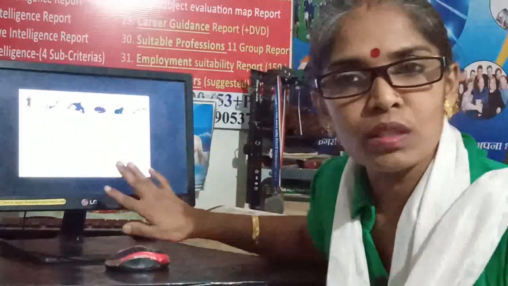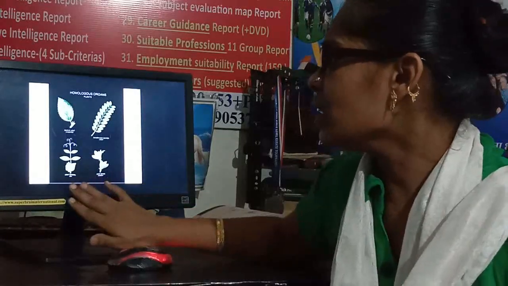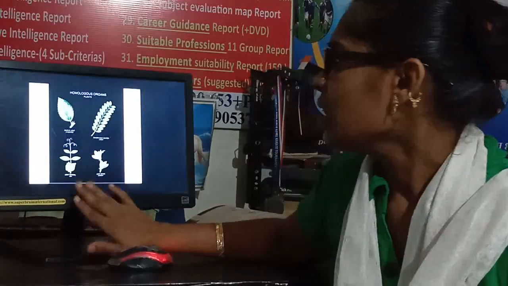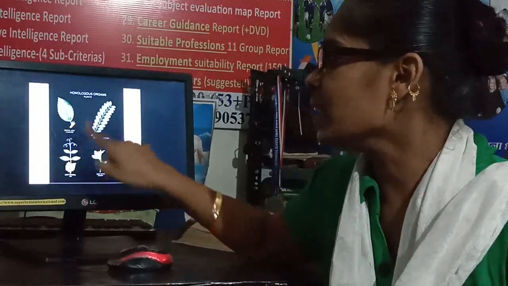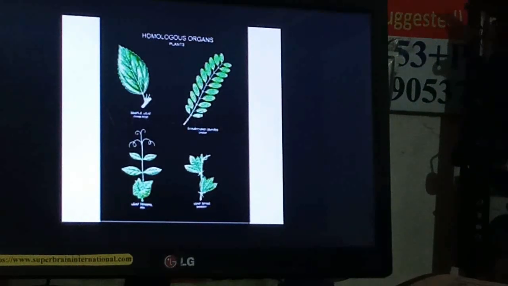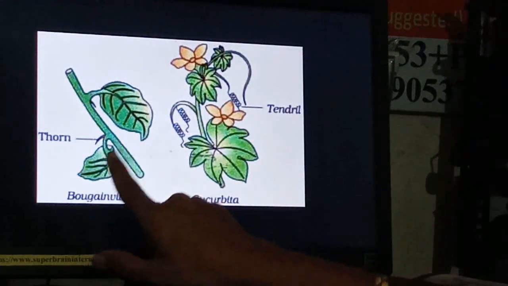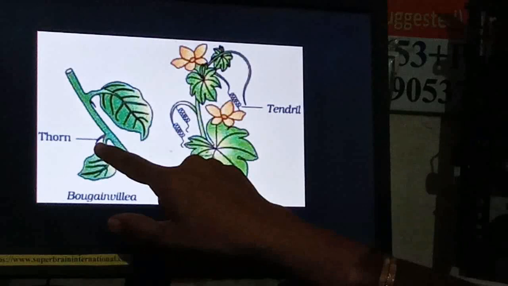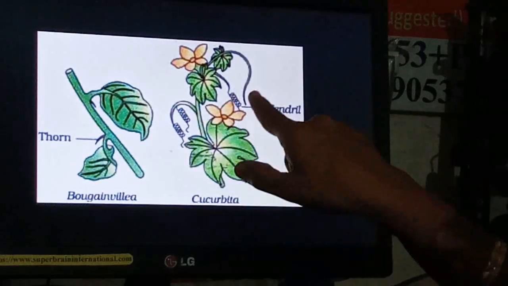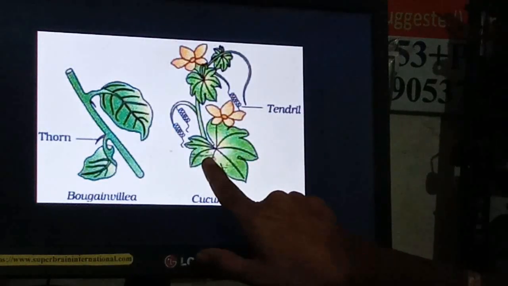And homologous structures you also know. See here, take an example in plants. Here also in case of plants, you can see the stipules here and the tendrils here. So these stipules may develop into thorns, right? Or the tendrils may develop for getting support to the plants. Here you can see, this is the example of bougainvillea. The stipule is developed into a thorn. This is also a stipule, but this is developed into a tendril, which gives support to this cucurbita plant.